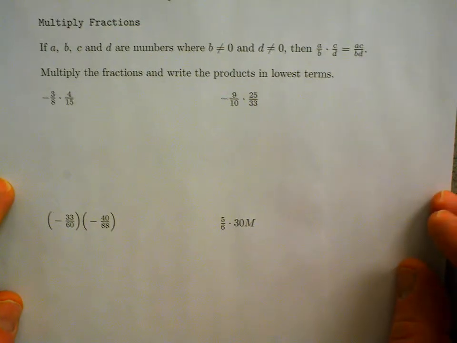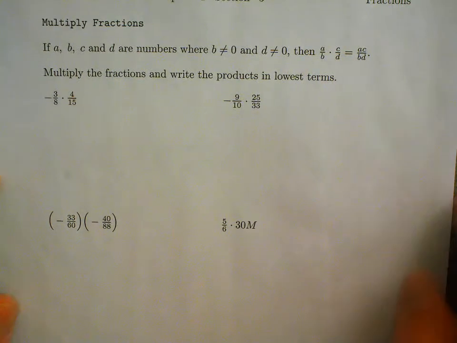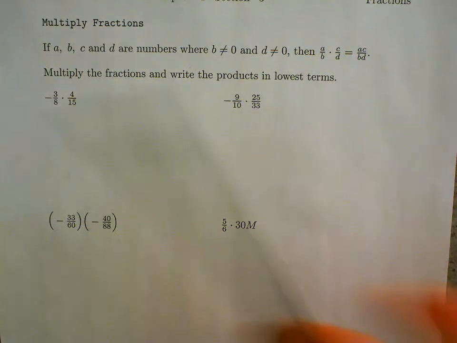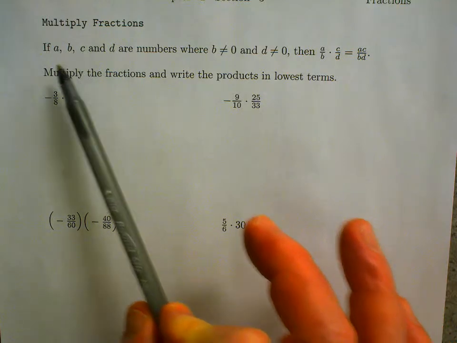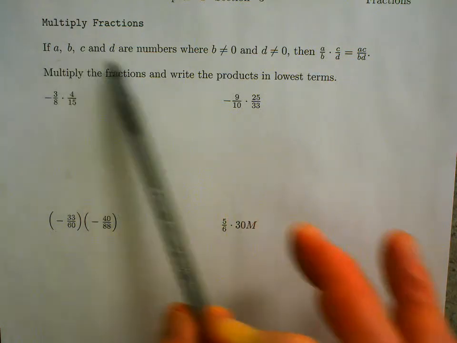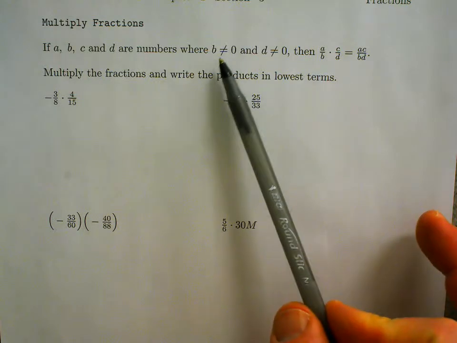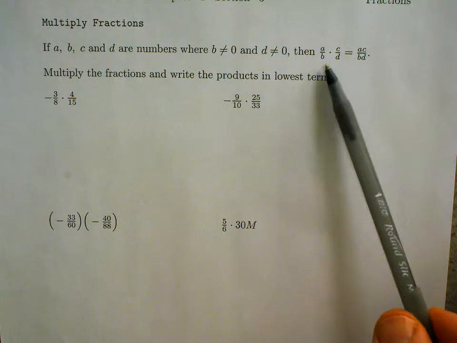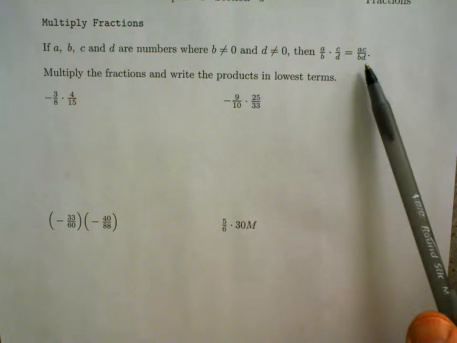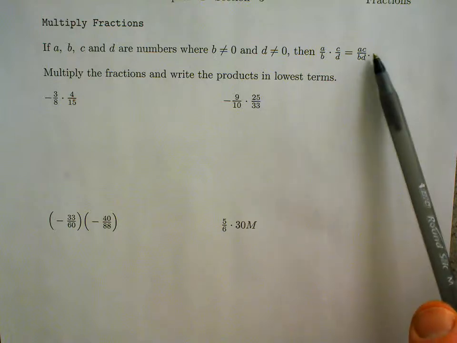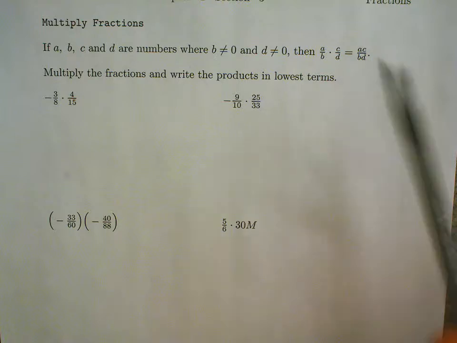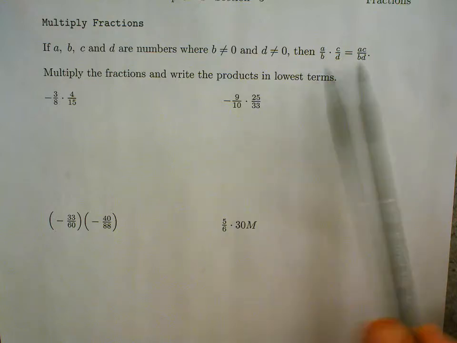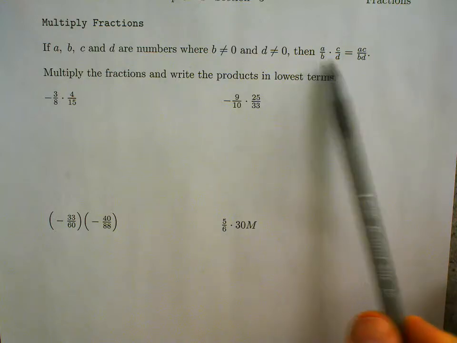Okay, how do we multiply fractions? That's the next topic. Here's a definition on how to multiply fractions. If a, b, c, and d are numbers where b does not equal 0 and d does not equal 0, then if we multiply the fractions a over b times c over d, then the product is a times c over b times d.